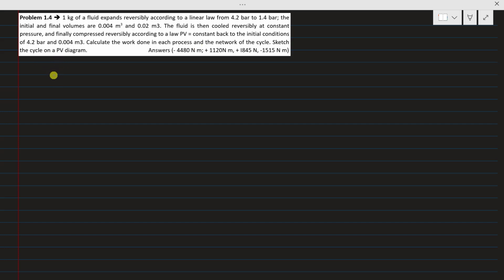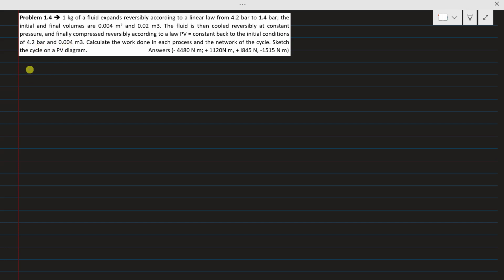There are 3 processes that have been performed in this statement. In the first process, the fluid is expanded by a linear law from pressure 4.2 bar to pressure 1.4 bar, then it is cooled by a constant pressure process, and then it is compressed by PV equal to constant such that it comes back to its initial conditions of P1 and V1.